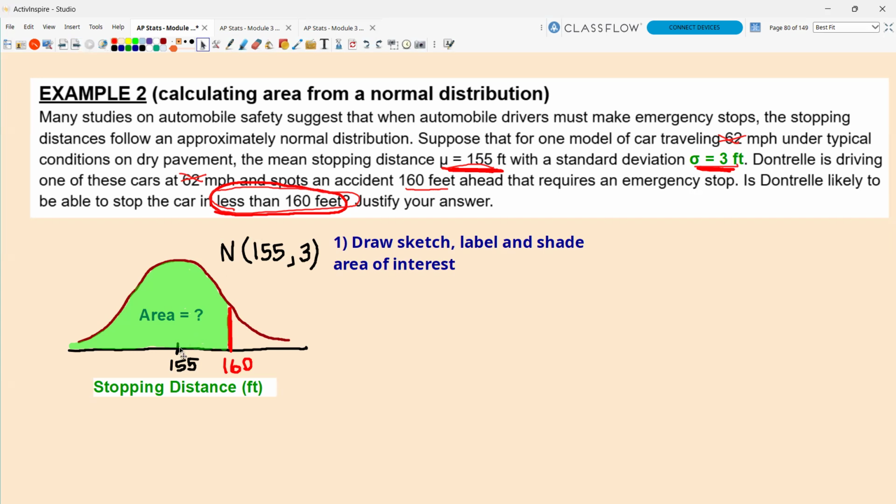We're going to mark the mean on there. You don't need to count all the standard deviations out. I think that's extra work. You're going to label the boundary value, so the 160, and you're going to shade in the direction the problem wants you to shade, so less than 160 feet. So I'm shading over here. Get your sketch, then you're going to go to your calculator. Now, let me show you how to get all that.